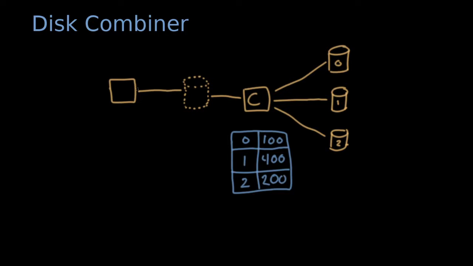Now, when the client asks how large the disk is, the combiner will sum these sizes together and answer back 700. So from the client's perspective, it has access to a single disk that is 700 entries large.